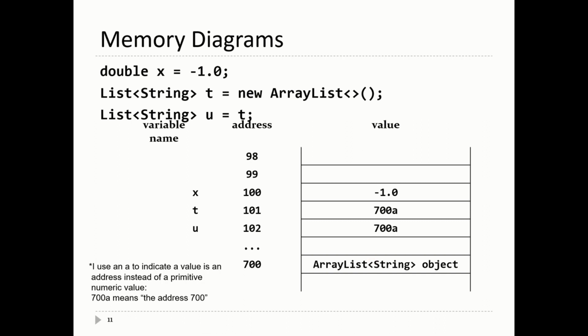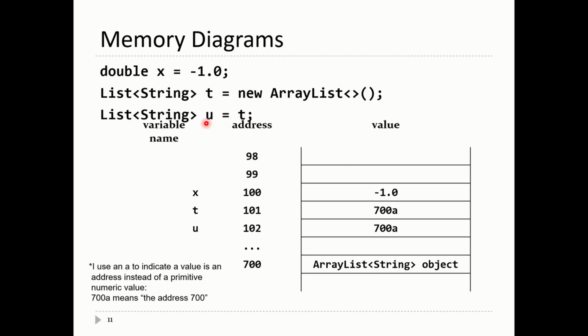I don't know what's in that object, so I'm just putting array list string object here, because we don't actually know what's inside an array list. But somewhere in memory, there's an object. What value do you store with t? Well, t is a pointer to that object. In other words, it's the memory address of that array list. So I'm going to write that as 700A. If you ever see an A after a number on a memory diagram, it's indicating that it's an address, and not the numeric value 700. So t is a reference to the object at address 700.